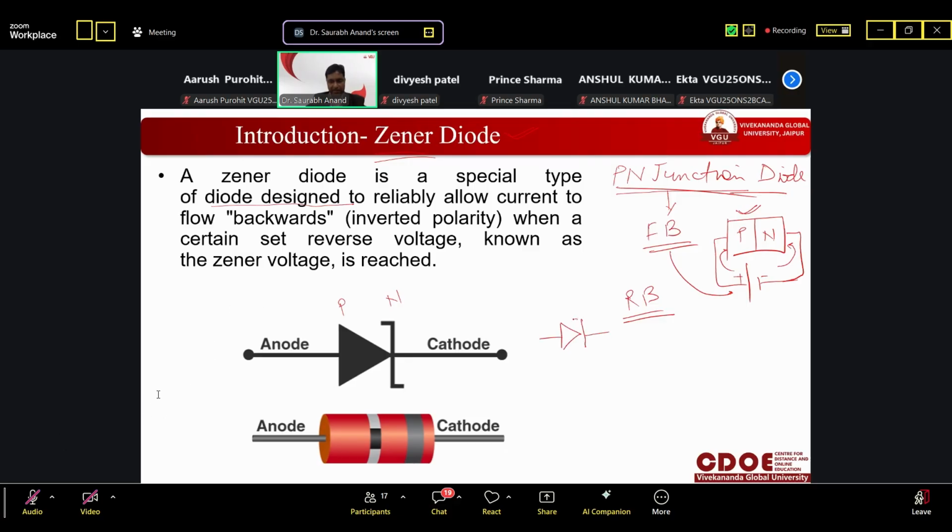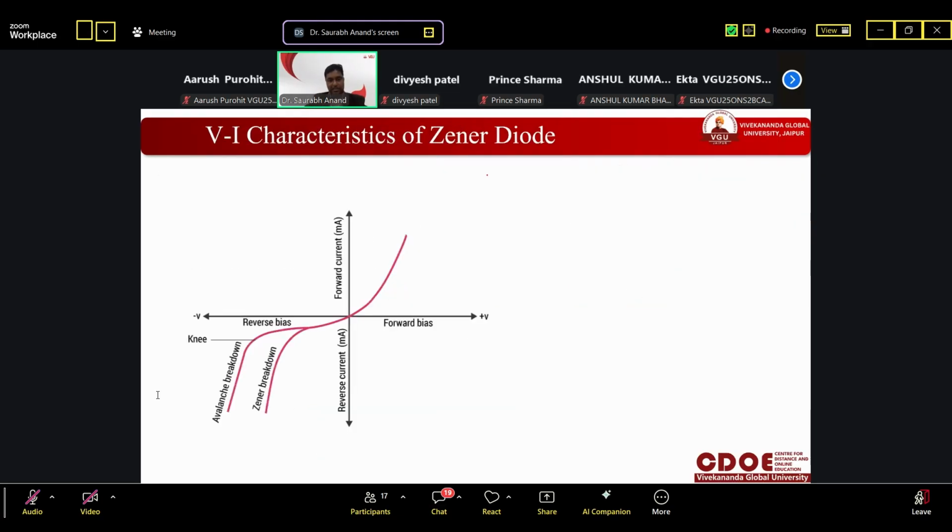And the difference in structure: in PN junction, we draw like this only, but here we make this bar as Z, like this. So this is normal, that is PN, and this is Zener. Got it? This is anode and this is cathode, the same as in PN junction. And this is the characteristics.